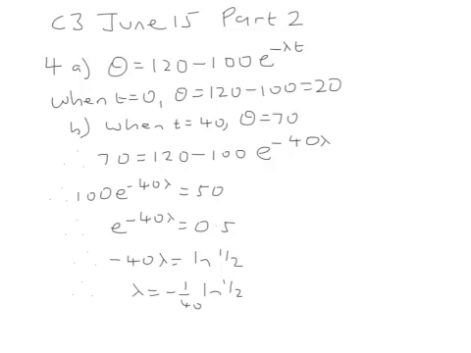But it says we need to give the answer in the form ln a over b, where a and b are integers, and a half is not an integer. So let's write this as 1/40th of ln of a half to the minus 1, because a half to the minus 1 is 2. So it's 1/40th of ln 2.